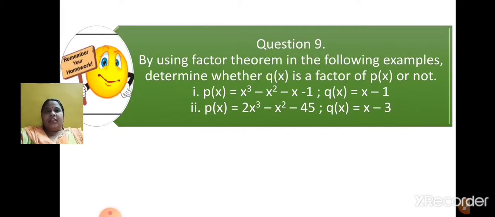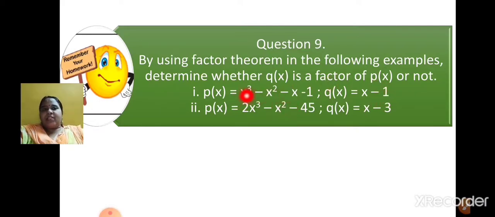What is there? It is just one question, that is question number 9. Using factor theorem in the following examples, determine whether q of x is a factor or not. Now see, it is determine whether it is a factor or not. It is not told that it is a factor. It is to be determined. So what you will do? It's x minus 1. Exactly the opposite of it. You will take x as 1.